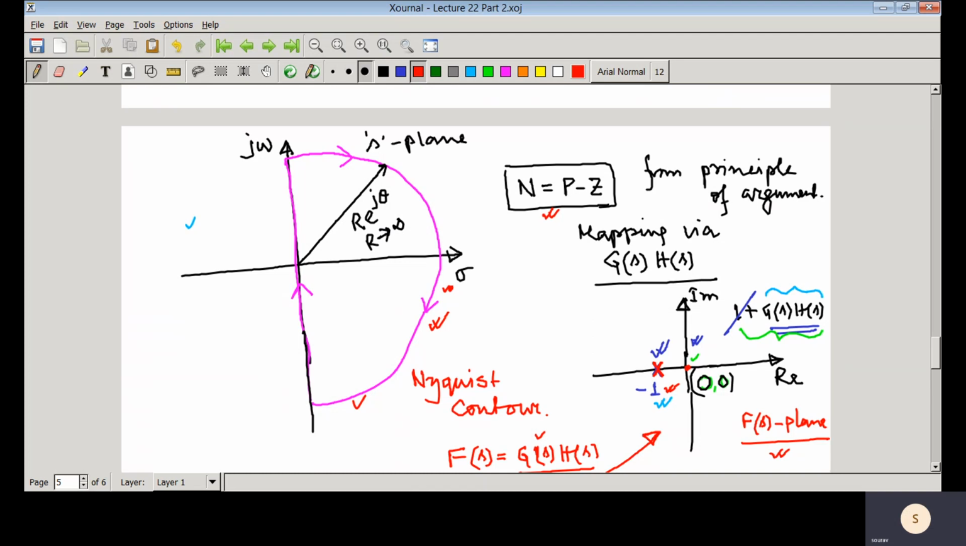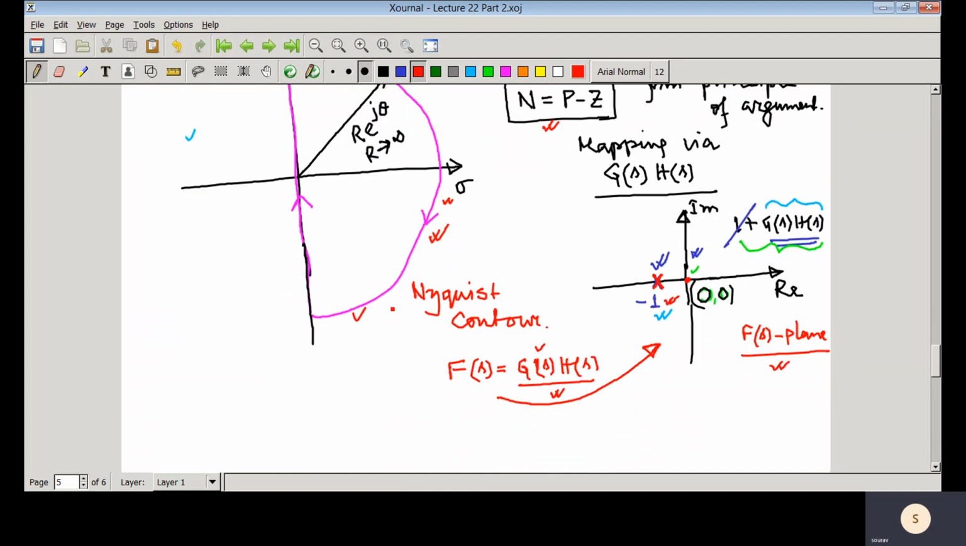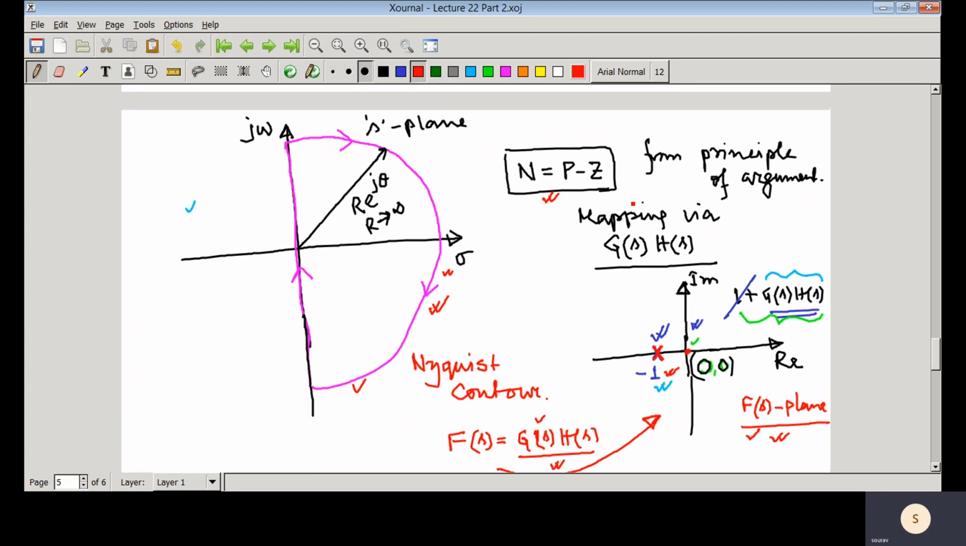And in the next class we will be studying how this particular contour is mapped in the Fs plane, and here the Fs plane is the G of S H of S plane, or GH plane. So in that GH plane, what would that contour be? The first thing is how to map it, and the second thing is what the Nyquist stability criterion would be. The Nyquist stability criterion basically comes from this principle of argument.